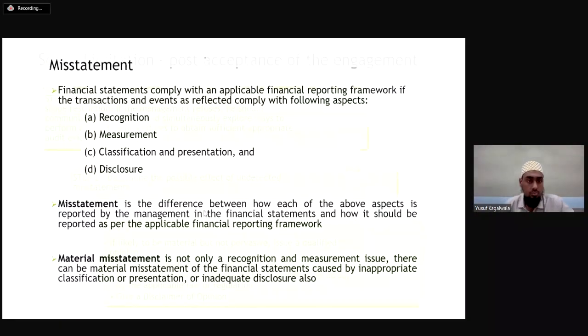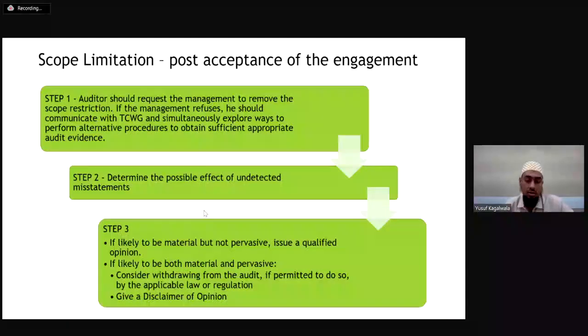Going forward, a disclaimer of opinion also comes up with respect to scope limitation. Scope limitation is basically when the management of the company limits our scope, tries to avoid giving us information, or is not in a position to provide us enough information. This can lead to a scope limitation.